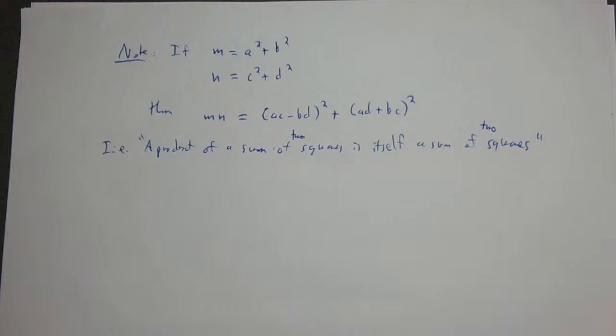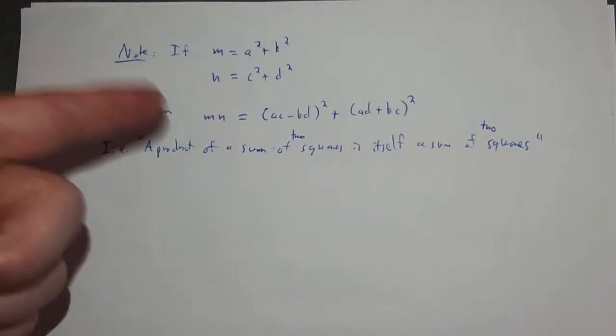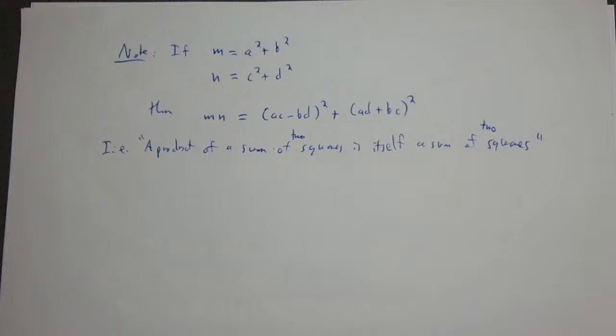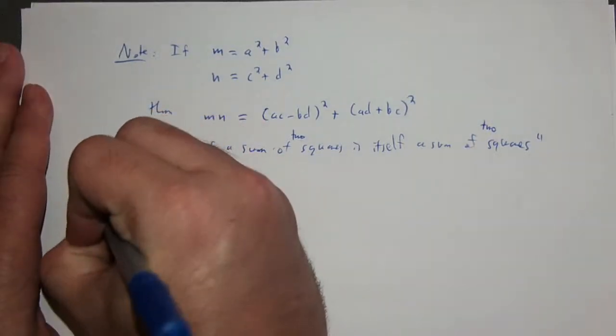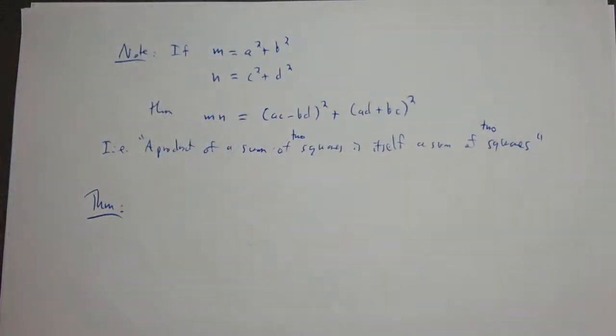So what have we shown? We've shown that a prime that is congruent to 1 mod 4 is a sum of 2 squares. And if you have two sums of 2 squares, you multiply them together, that is also a sum of 2 squares. So, rephrasing this in a way to characterize completely what it is that's going on here.